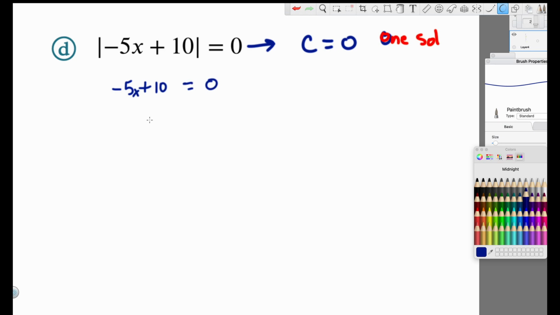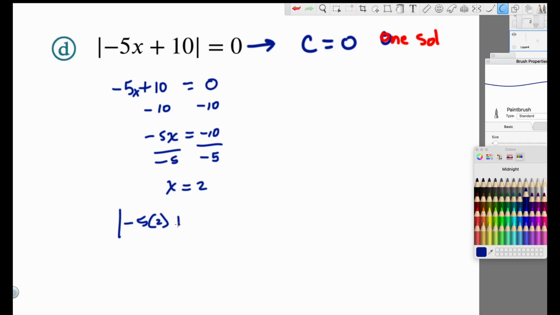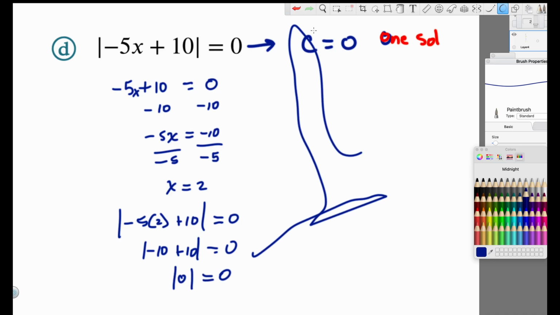Subtract 10. -5x equals -10. X equals 2. So if I put this 2 back in here, I get absolute value of -5 times 2 plus 10. And I get -10 plus 10. Negative 10 plus 10 is 0. The absolute value of 0 is 0. That was supposed to be a check. Whoops.